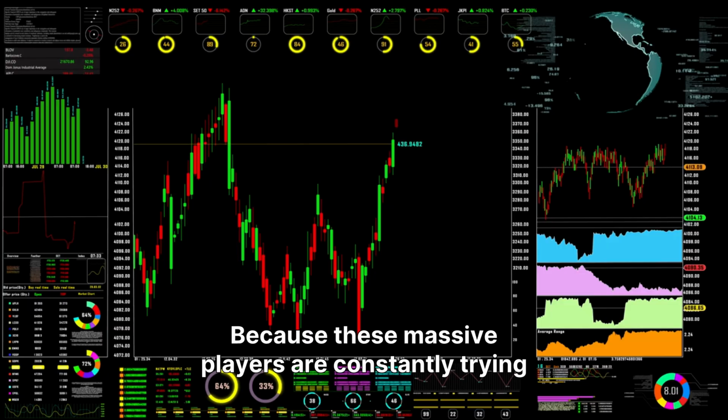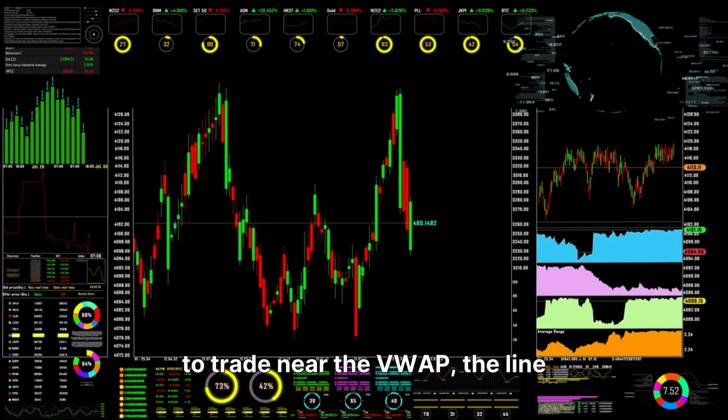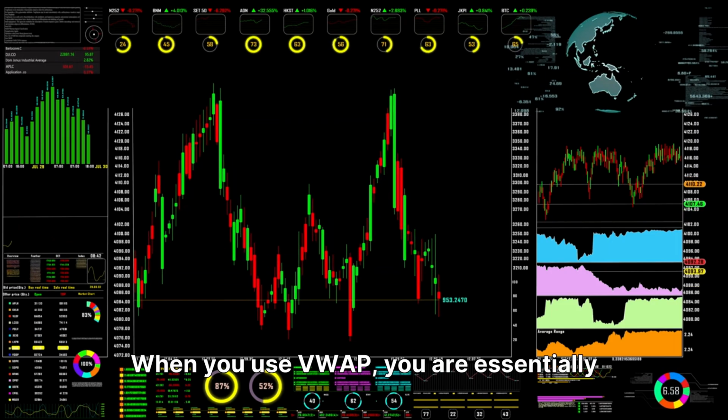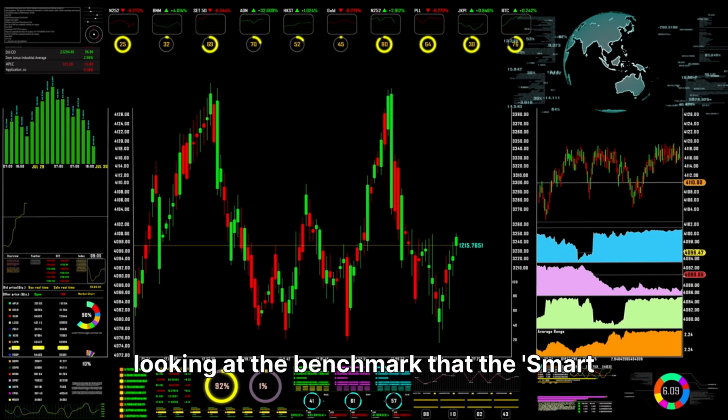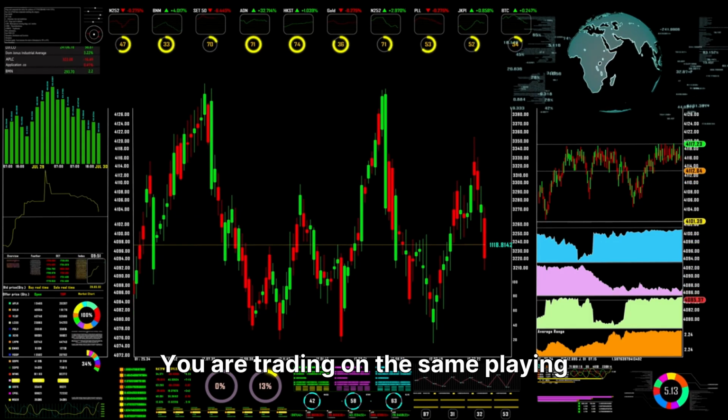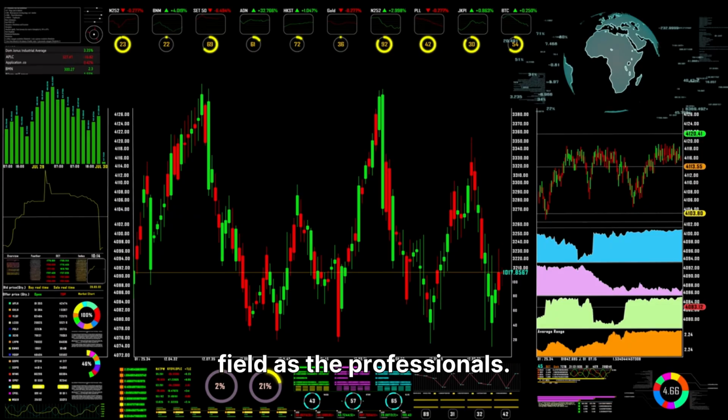Because these massive players are constantly trying to trade near the VWAP, the line naturally acts as a magnet for price. When you use VWAP, you are essentially looking at the benchmark that the smart money uses to judge their own performance. You are trading on the same playing field as the professionals.